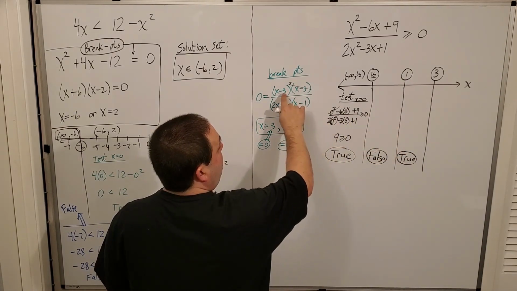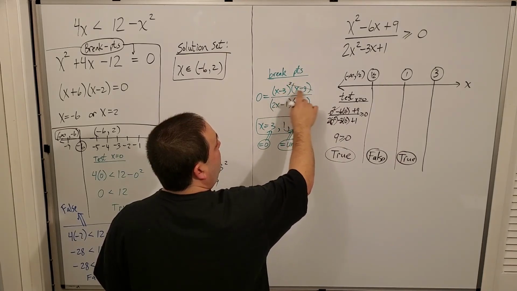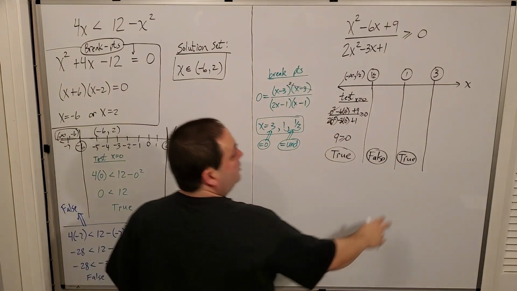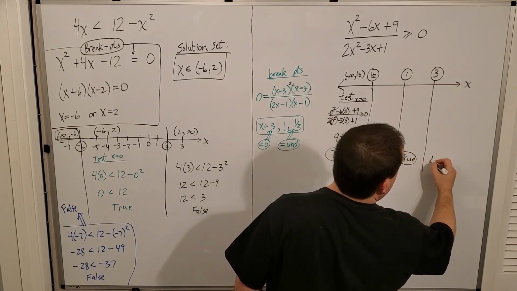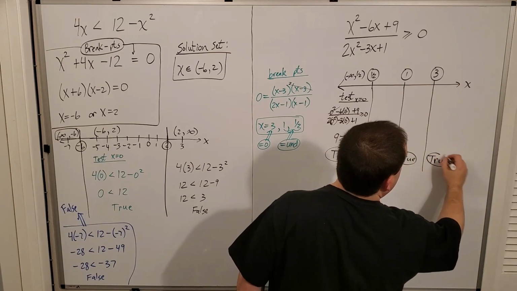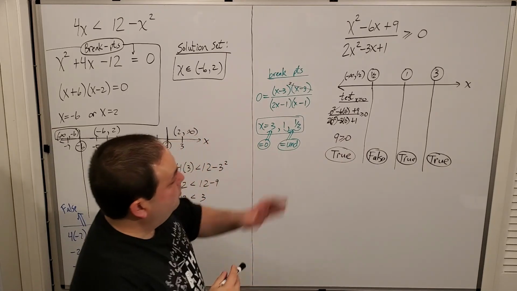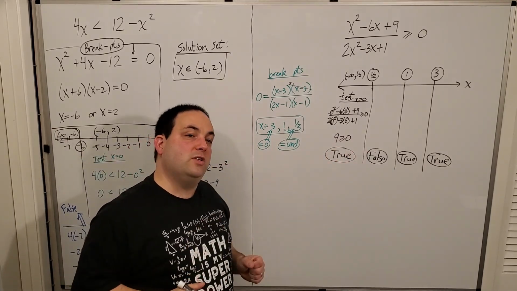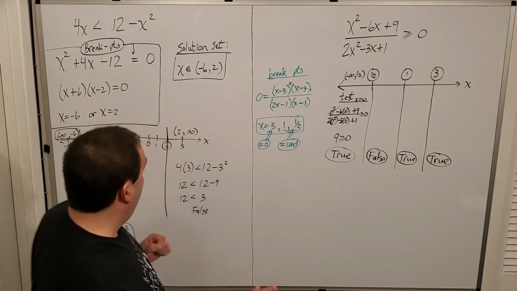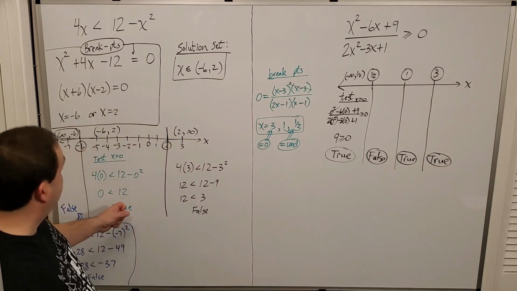However, the 3, technically it was a repeated root. It has a squared. So right here, when you go across this boundary, it will stay. It won't switch. So this section should also be true. Now, of course, we're going to go through and check this, but I wanted you to notice that you can actually predict these patterns.